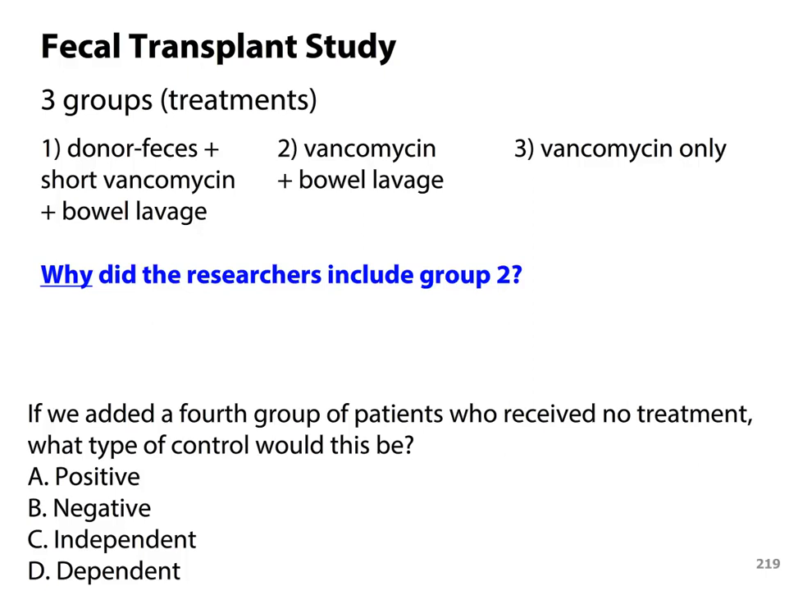Okay, so why did they include group 2? Well, the reason they did is they had to make sure that if people were cured, it wasn't the bowel lavage doing it. Okay, so they had to have group 2 to double check to make sure that it was actually the donor feces that was the cure. All right. Now, if you added a 4th group who received no treatment, okay, what type of control would this be?